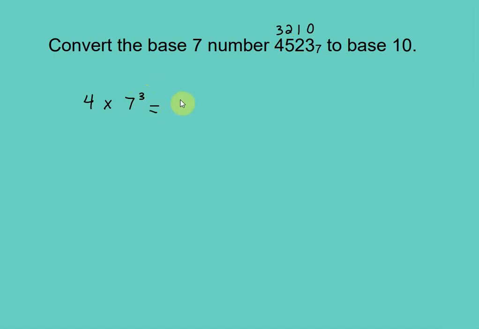So that's going to give us 4 times 7 to the 3rd power, and 7 to the 3rd power is 343. So then when we multiply 343 times 4, we get 1,372.